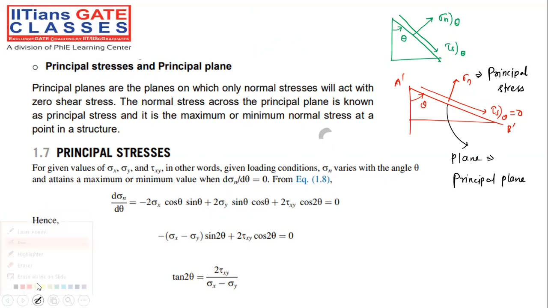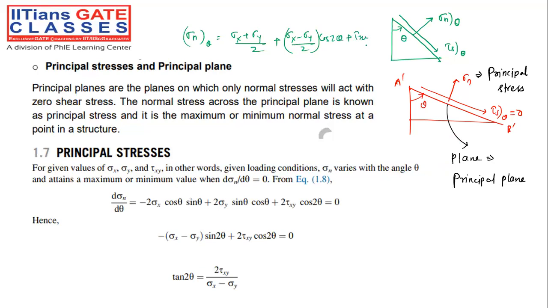How to find that? It's very easy. Whatever formula you have seen, sigma theta equals sigma x plus sigma y by 2, plus sigma x minus sigma y by 2 cos 2 theta, plus tau xy into sin 2 theta. This particular formula, you simply differentiate and equate to 0. From mathematics, what is the maximum value?